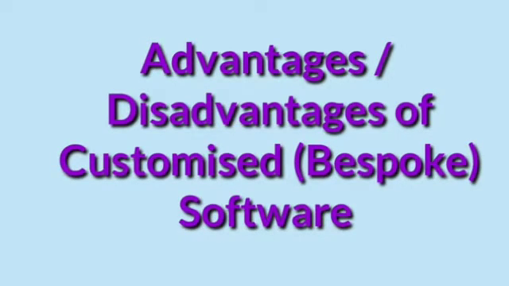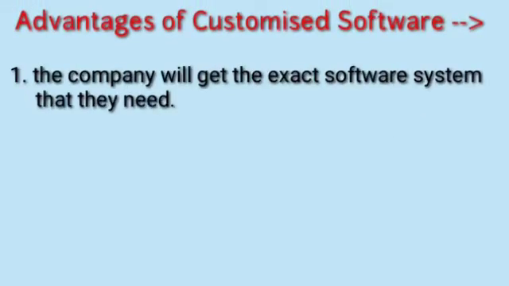So let us look into some of the advantages and disadvantages of customized or bespoke software. The first advantage of customized software is that the company will get the exact software, or the system will be exactly designed according to their need. So that will be acceptable by the company and very useful for them, because it will be easily understandable and usable by the users of the company.